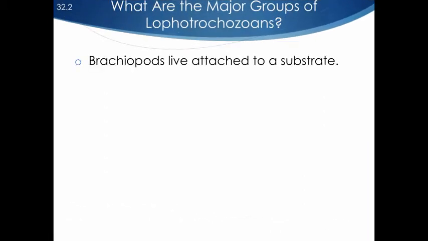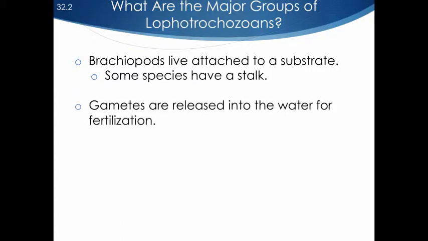So brachiopods live attached to a substrate, and some species have a stalk. So, as I said, they don't really move to and fro. They are not exactly sessile because they attach themselves to something else, but they can move their body parts more. They reproduce sexually, so their gametes are released into the water for fertilization, just like all the other marine animals that we've talked about that reproduce sexually. And their larvae are planktonic, so they're really, really small.